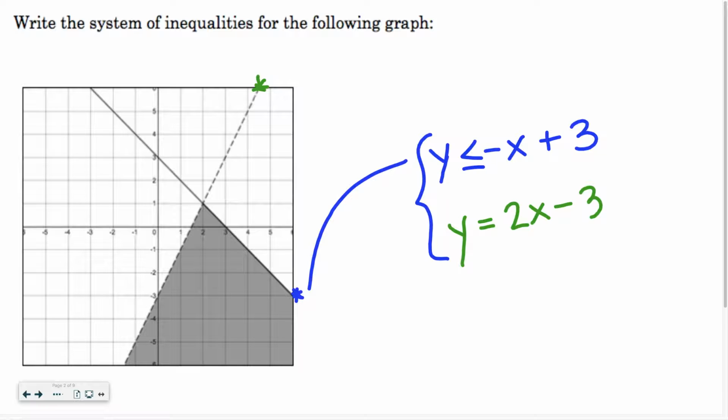So if we were to plug in 0, 0, we don't want the inequality to work because we're shading away from that coordinate. So what kind of inequality would we need? Do we need a less than sign or a greater than sign? Less than. If we plug in 0, 0, we want 0 to be less than negative 3 because that is not true. Okay, and some of you may have written this as a number of different things.